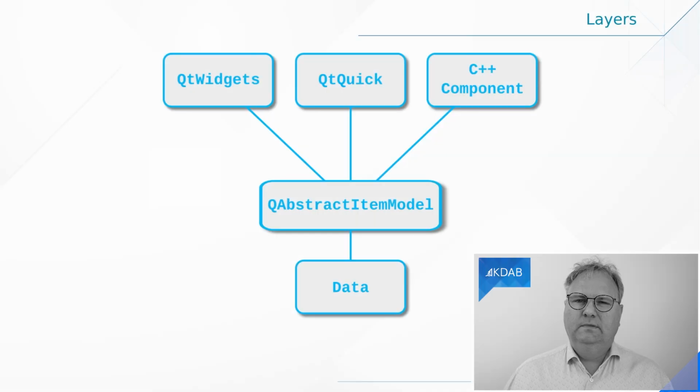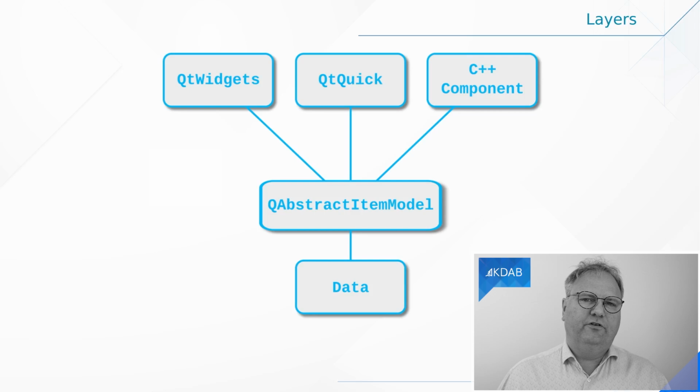But the key thing is that the items are not inside the model. There are a few models where you can actually store the data in, but for most of the cases, the model is an interface to your real data. And that's actually what the next slide here shows you. It shows you QAbstractItemModel sitting there being the interface between the data and the views.